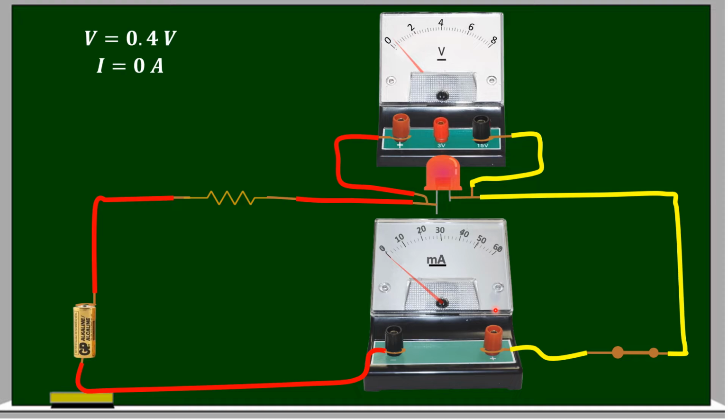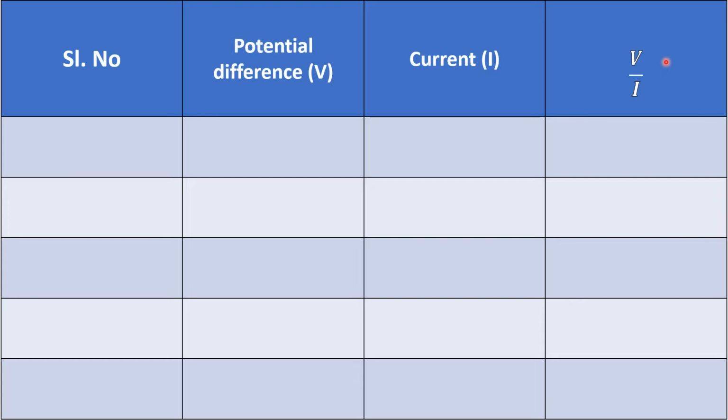Let us note down these values in the table. Serial number 1, potential difference V equal to 0.4 volt, that is potential difference across the two terminals of the LED, and current flowing in it is 0 milliamperes.